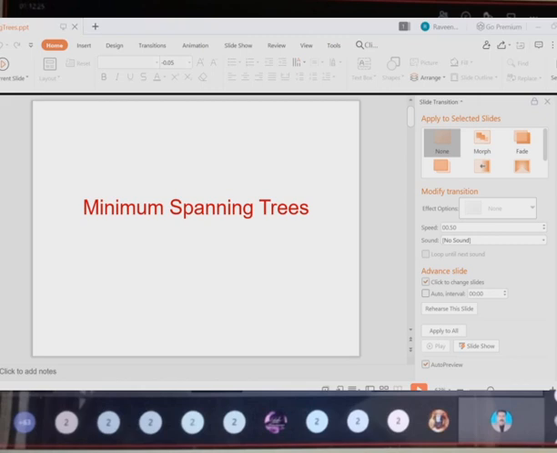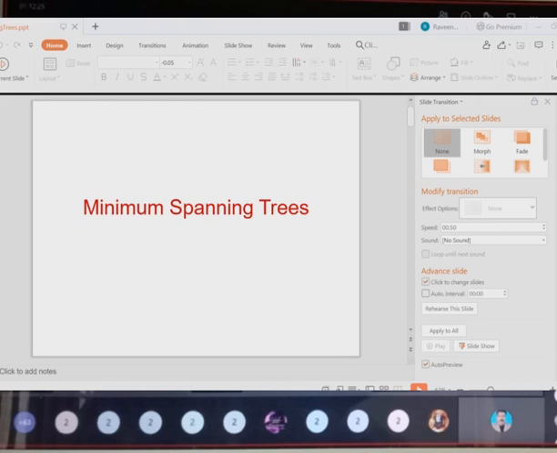Next, a minimum spanning tree. We already saw a graph and a spanning tree. In a minimum spanning tree, the graph will be a weighted graph. In a weighted graph, we all know the edges of the graph will be weighted. They will be given values like 1, 2, 3, 4, any kind of values. So a minimum spanning tree deals only with weighted graphs and not non-weighted graphs.